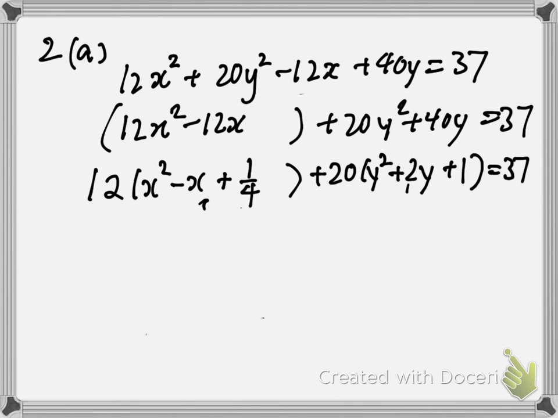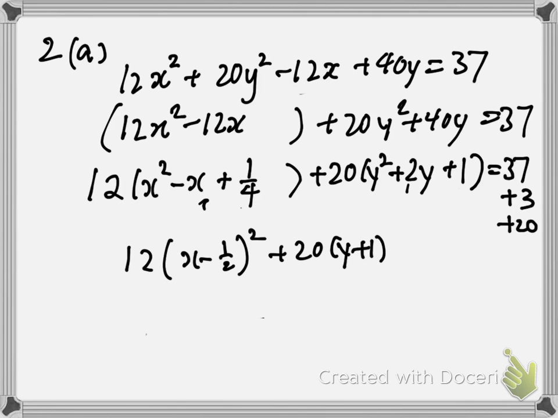But when you do that, you don't really add a half. You actually add 12 times a quarter. 12 times a quarter is actually a 3, so to compensate, you add a 3 on the right side. On this side, you don't really add a 1, you add 20 times 1. So on the right side, you need to add a 20. So this is really a square of x minus a half squared, and that's really a square of y plus 1 squared. And on the right hand side, you can see it's 40 plus 20, and that's a 60.